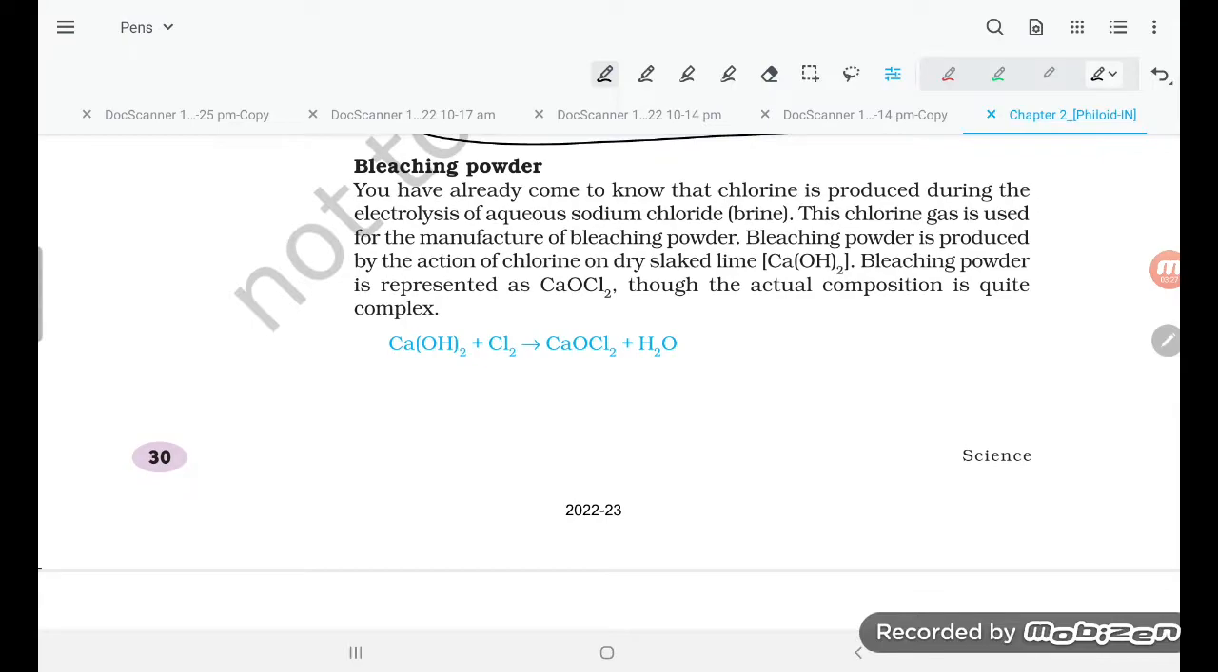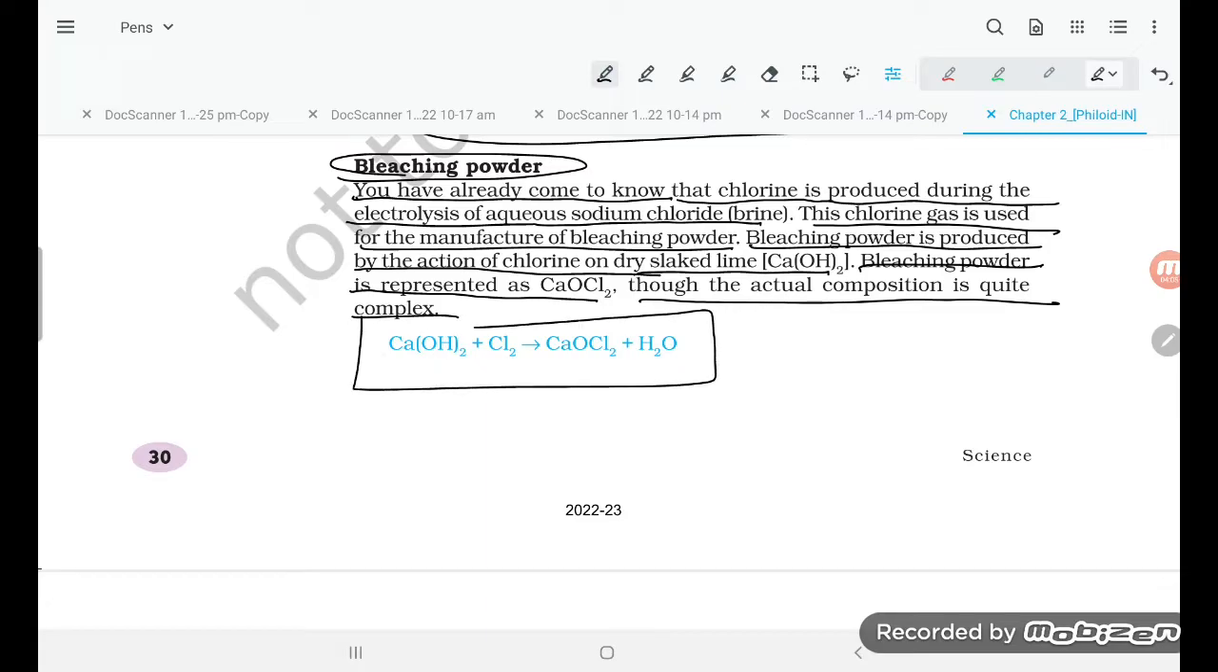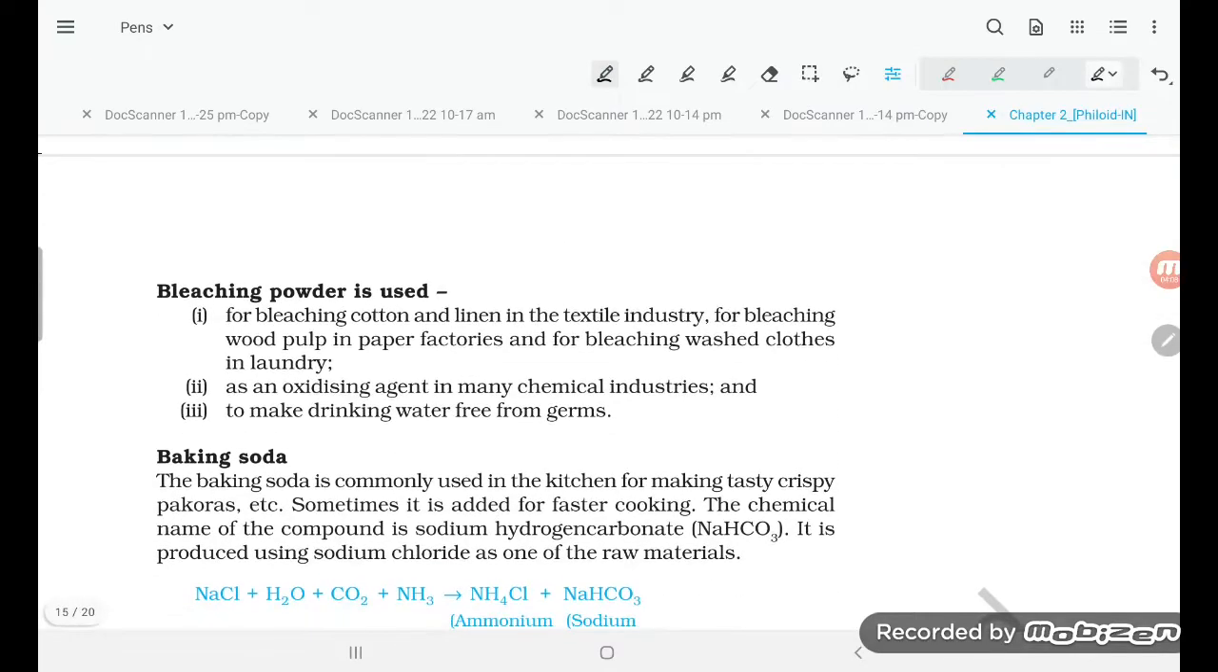Now the next one is bleaching powder. You have already come to know that chlorine is produced during the electrolysis of aqueous sodium chloride, that is brine. This chlorine gas is used for the manufacture of bleaching powder. Bleaching powder is produced by the reaction of chlorine and dry slaked lime, that is calcium hydroxide. Bleaching powder is represented as CaOCl2, though the actual composition is quite complex. So calcium hydroxide plus Cl2 gives CaOCl2 plus H2O.